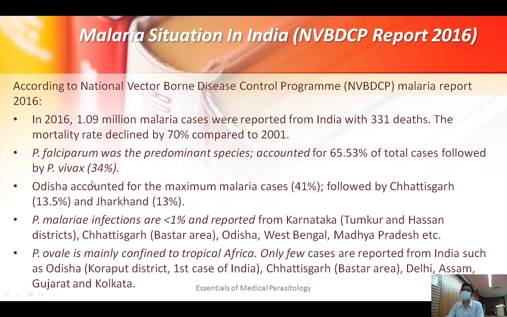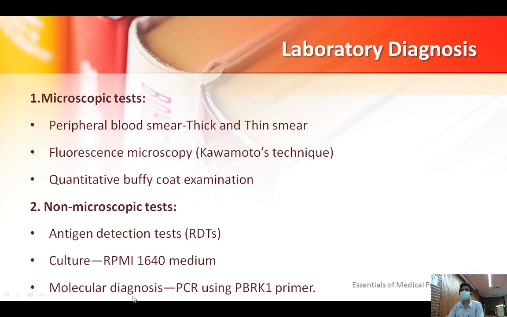Okay, and all of the species of the parasites are seen in Odisha. Plasmodium falciparum, vivax, malariae, all of these are present. Malariae is very less, less than 1%, and reported from Karnataka. Ovale is also confined mainly to tropical Africa. Only a few cases are reported from India, such as Odisha. Okay, so just know this.